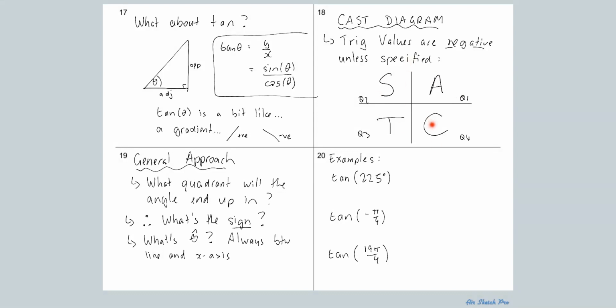Okay, spin the wheel, it's in this quadrant, therefore only cosine will be positive, everything else negative. Okay, that's that bit there. What's theta hat? Always between the line and the x-axis. So if it ends up here, it's between here and here. If it ends up in the second quadrant, it's between here and here. If it ends up in the third quadrant, it's between here and here. Okay, so always between the x-axis. So you work out what theta hat is. Work out what the sine, cosine, or tan of theta hat is, and therefore work out what the sine, cosine, or tan of theta is by applying the value and the sign, positive or negative.